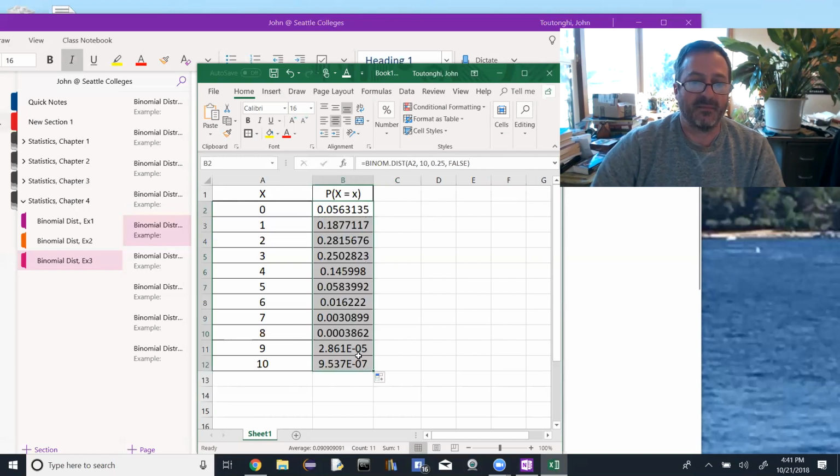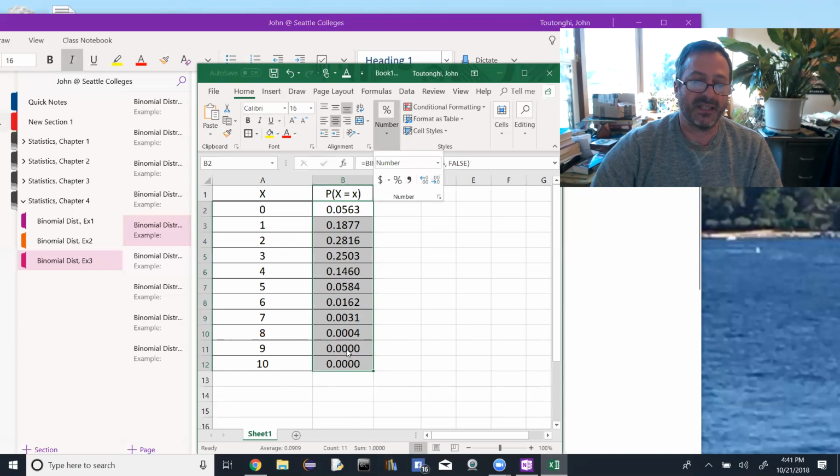And you'll notice at the bottom here, these are in scientific notation. The probability I get 9 right is very small. It's 2.86 times 10 to the negative fifth. So that means we would move the decimal 5 spots to the left. We could leave it like this. We could also take all these values and round them to 4 decimal places.